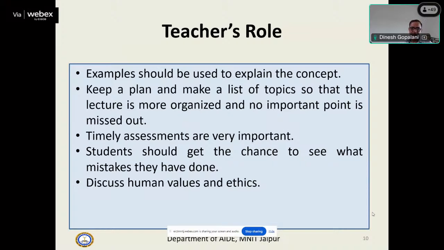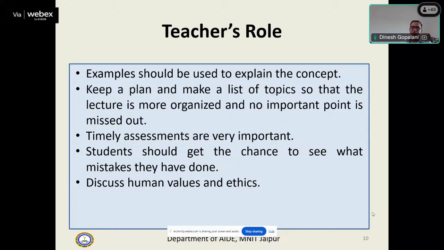Then as a teacher we should always keep a plan and make a list of topics so that the lecture is more organized and we do not miss out any important thing. Then the next couple of points are regarding the assessments. Timely assessments are very, very important.